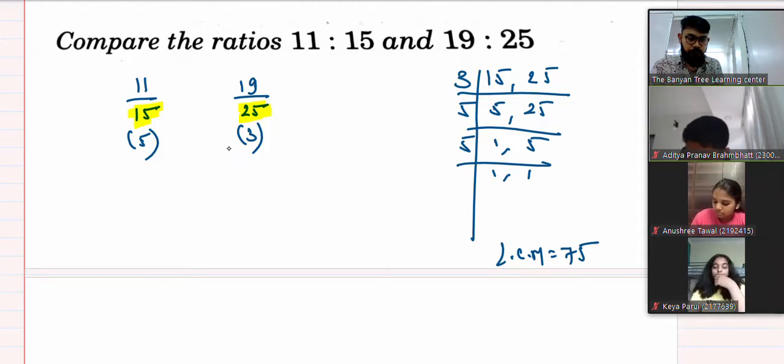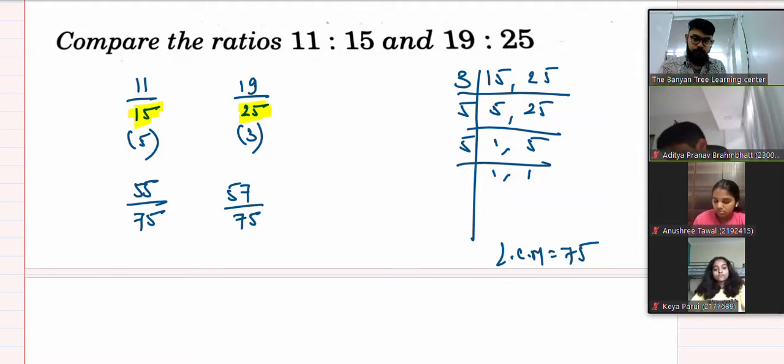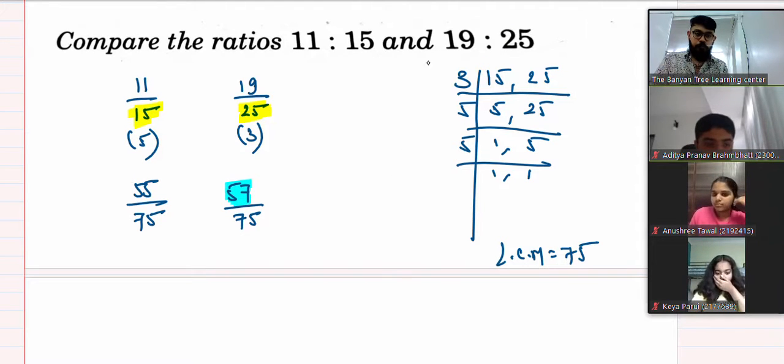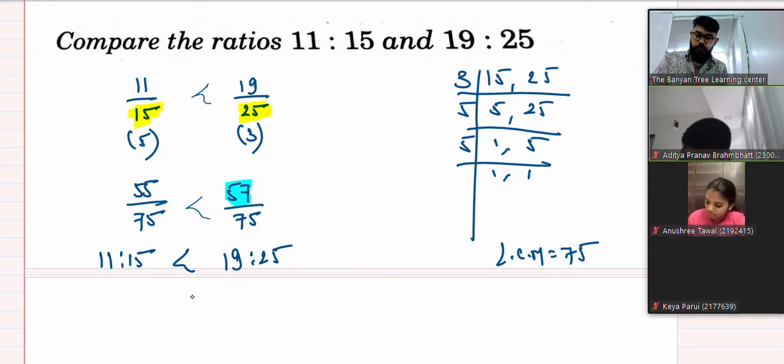25 3s are 75. Correct. Now 5 will be multiplied in numerator and denominator, so 55 by 75, और यहाँ पे 3 मल्टीप्लाई होगा, 57/75, 19 3s are 57 if I'm not wrong, right? अब मुझे बताओ कि कौन सा न्यूमरेटर ग्रेटर है. दिस न्यूमरेटर इज ग्रेटर, राइट? तो जो न्यूमरेटर ग्रेटर है वो रेशियो ग्रेटर है. So that means this is greater, and finally I can say that out of 11:15 and 19:25, 19:25 is the greater ratio.